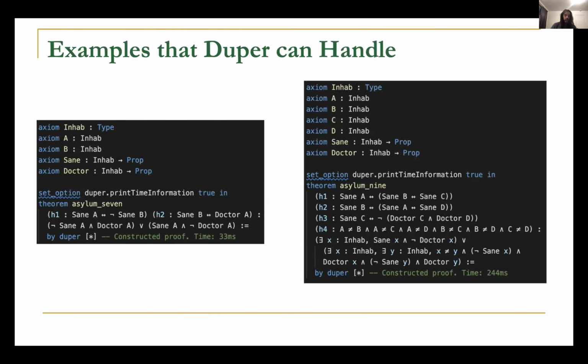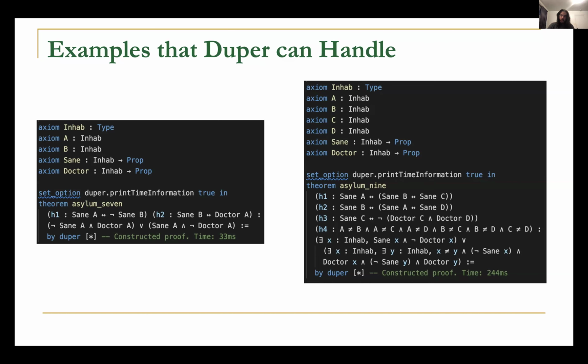Here I have some short examples of Duper in action. Both of the theorems currently on screen are Lean formalizations of Smullyan puzzles. On the left, I have a puzzle that can be expressed entirely in propositional logic, which we see from the total absence of quantifiers. And on the right, I have a puzzle that can be expressed in first-order logic. Both propositional and first-order logic are well within Duper's comfort zone, so neither of these puzzles are particularly troublesome for Duper.